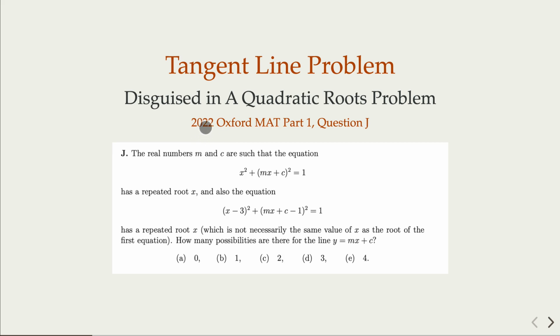This is from the 2022 Oxford MAT Mathematics Admissions Test, Part 1, Question J, multiple choice. So we have real numbers m and c such that this quadratic equation here has a repeated root. Also, the other quadratic equation also has a repeated root. We're asked how many possible values there are for the straight line, the standard equation y = mx + c, yeah?